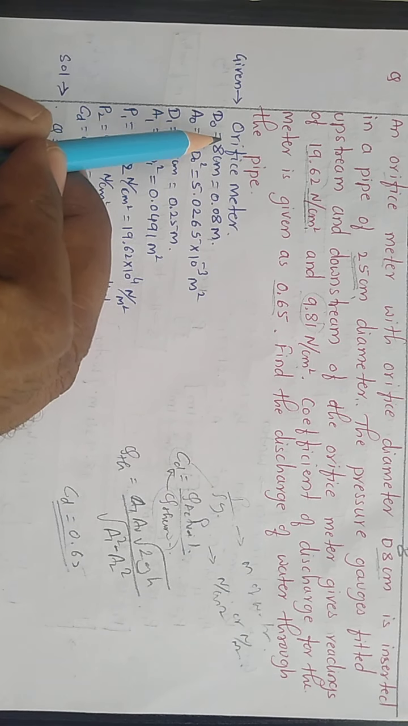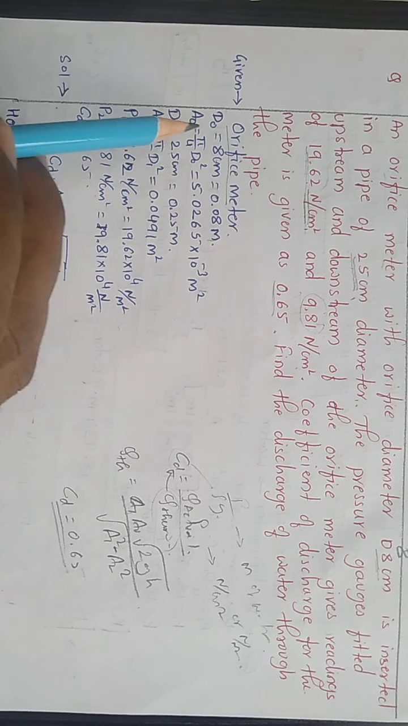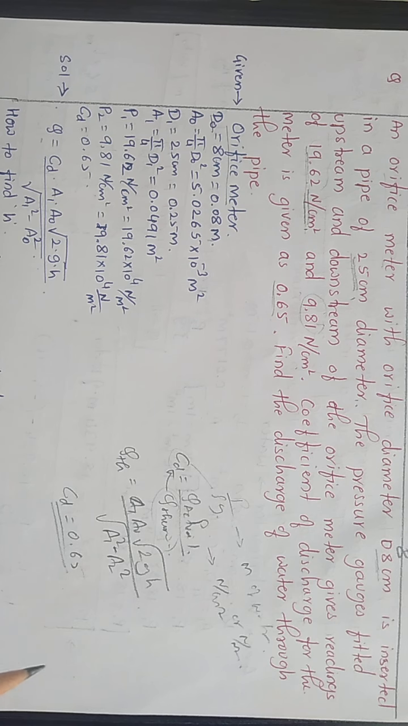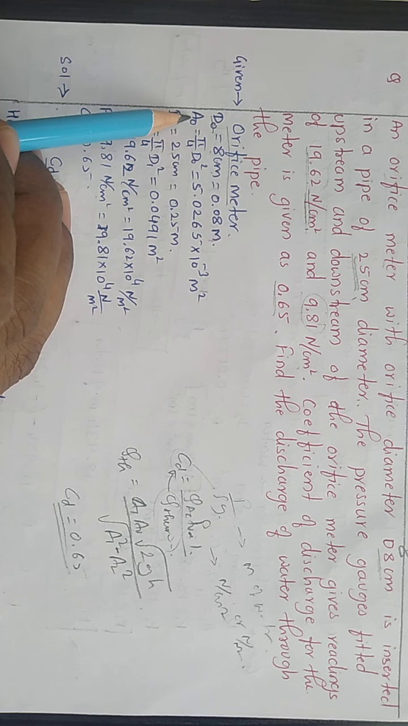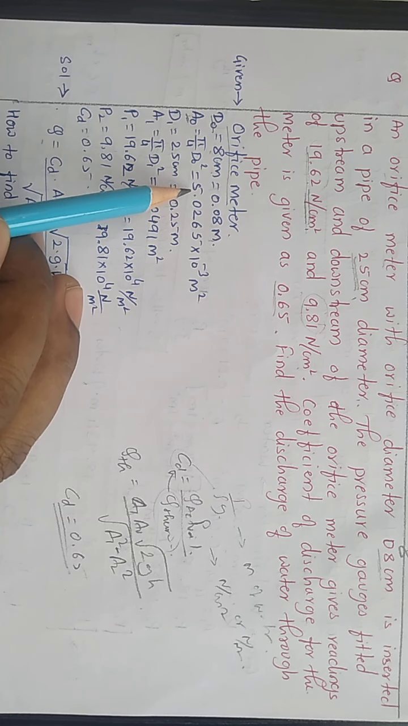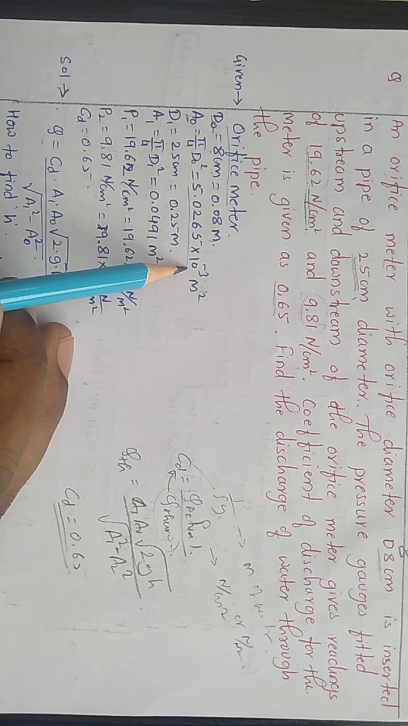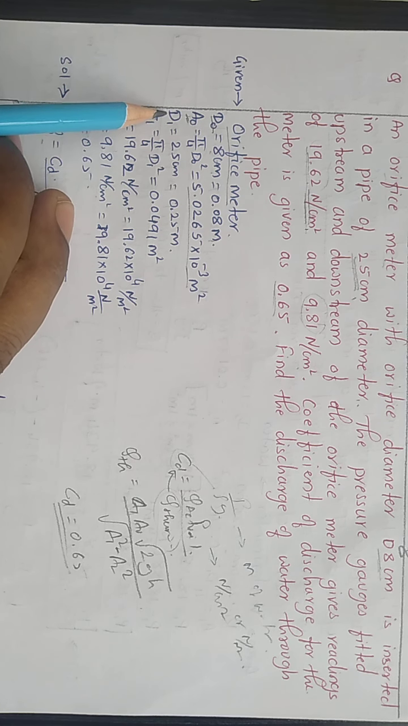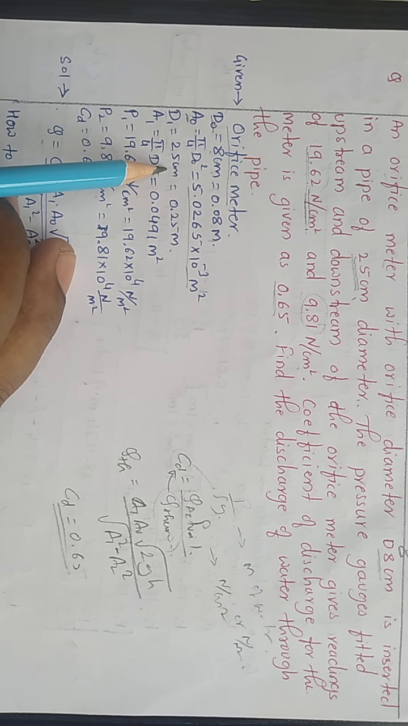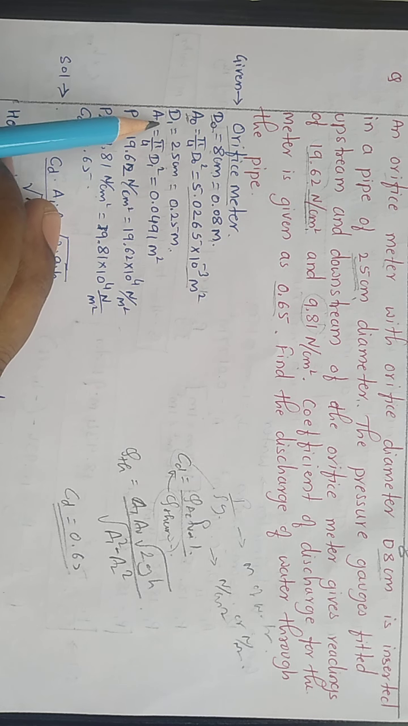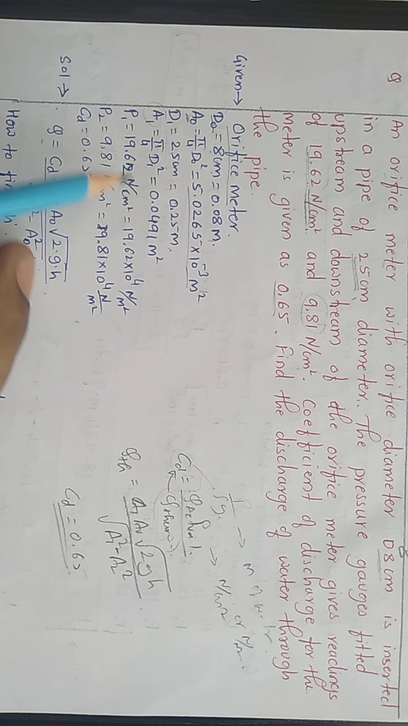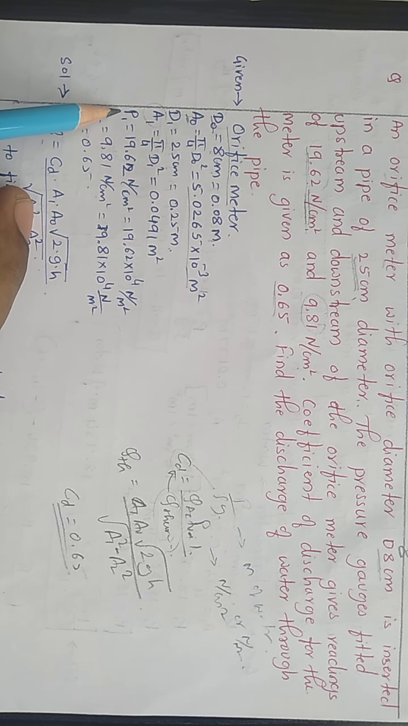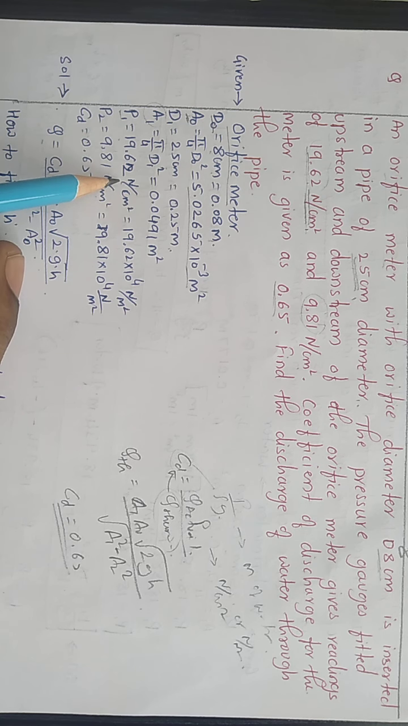So it is a problem on the orifice meter. He has given us d0, the orifice plate diameter, 8 centimeter, and we will find the area. The area is 5.0265 into 10 raised to minus 3 meter square. He has given us the diameter of the pipe, 25 centimeter, 0.25 meter, and the area of the pipe we get as 0.04491 meter square. And he has given us the pressure as 19.62 Newton per centimeter square.